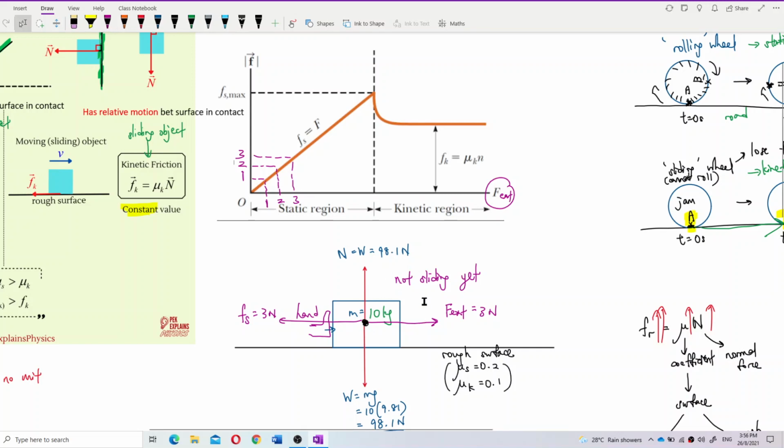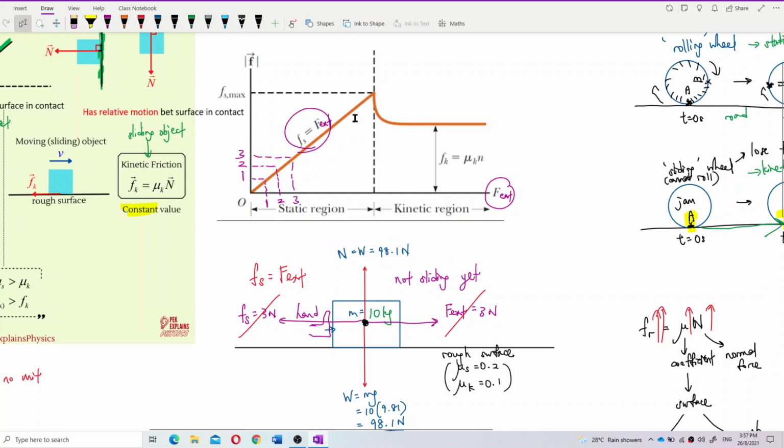That's why the crate is not sliding yet: the static friction is equal to the external force. Maybe I should write it. The static friction is exactly equal to the external force, so they cancel each other. The force in the horizontal component is 0. That's why the crate is not sliding yet.